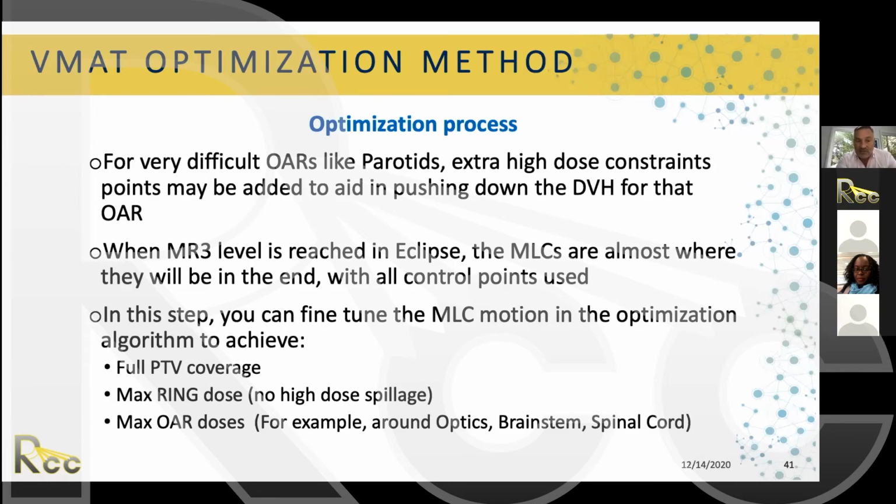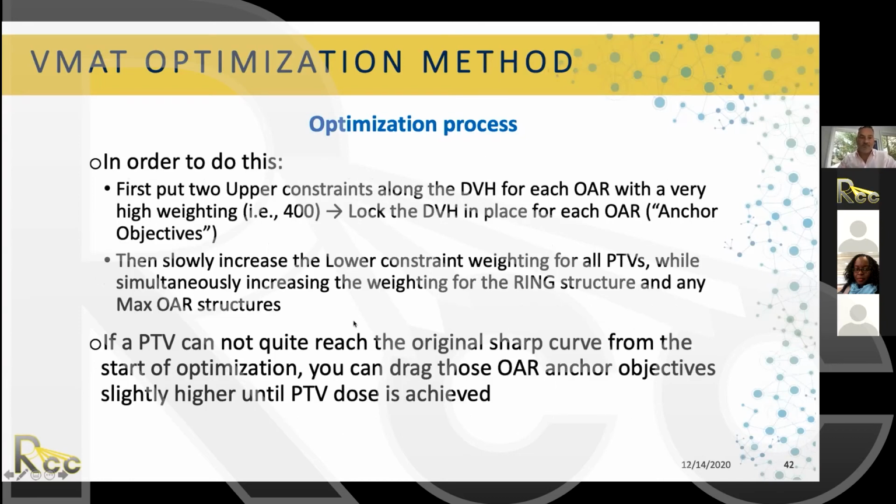And with this fine tuning, you can fine tune the MLC motion in the optimization to achieve full PTV coverage, which is the main purpose of each plan, max ring doses not too high, so there is not too much spillage of those around the body, and the max OR doses, the structures that I told you, for example the optics, the brainstem, the spinal cord, that you want to obtain the max dose limits. This is the time that you're going to add them.